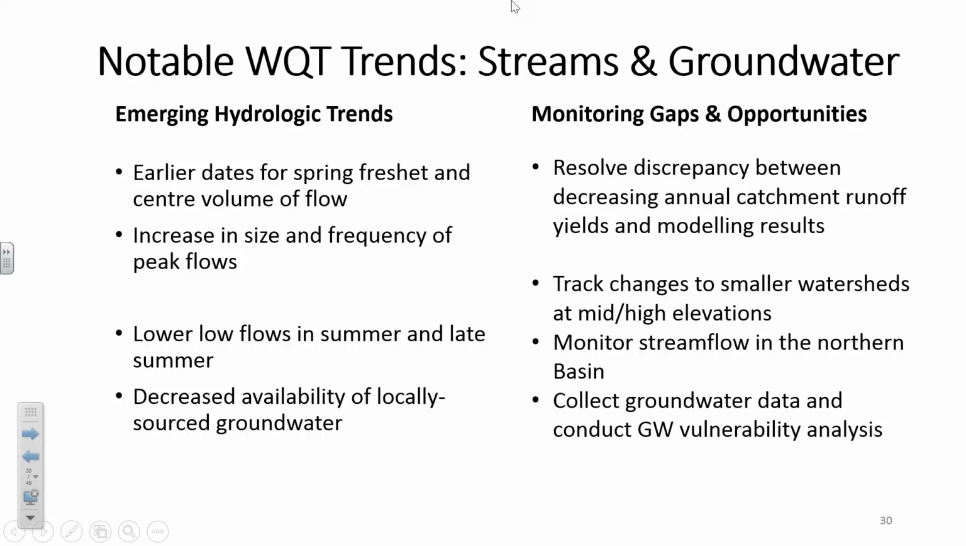Some trends in streams and groundwater. Well, there appears to be earlier dates of the freshet and an increase in size and frequency of peak flows, but that's not been analyzed scientifically. That's more an anecdotal experience, and leading to lower low flows in the summer and late summer. And this is just theoretically, in the future there could be decreased availability of locally sourced groundwater, depending on how humans respond to changing water sources.